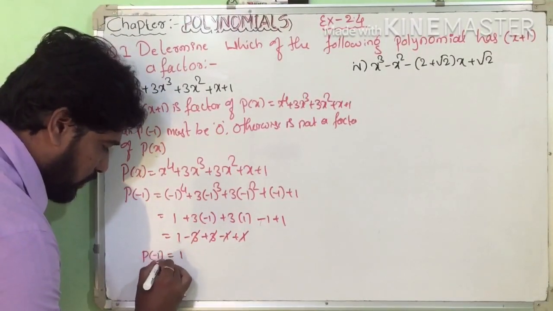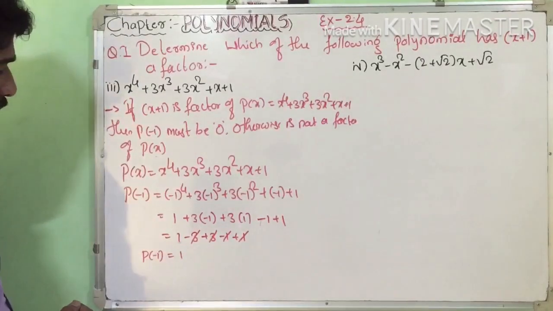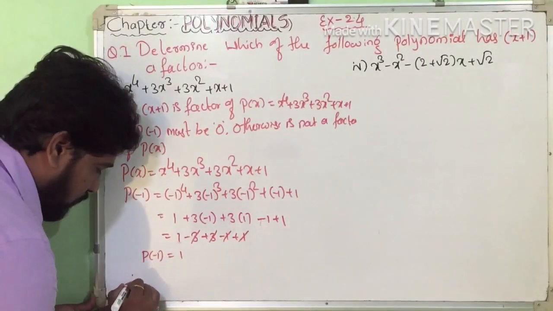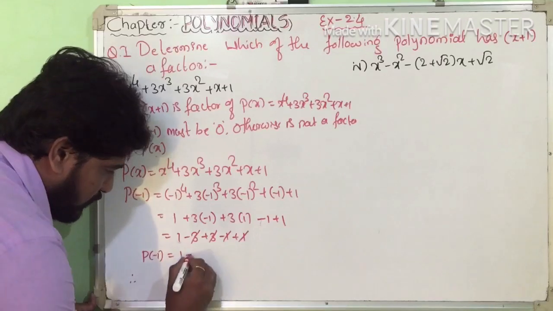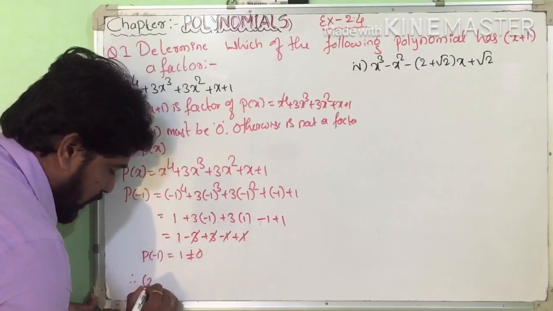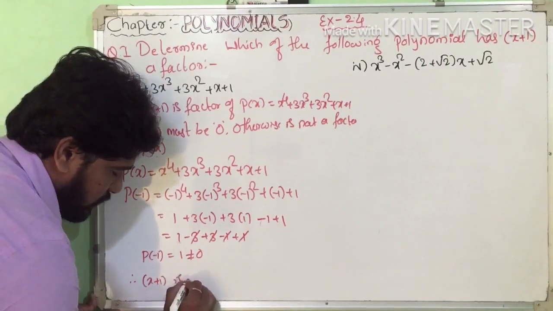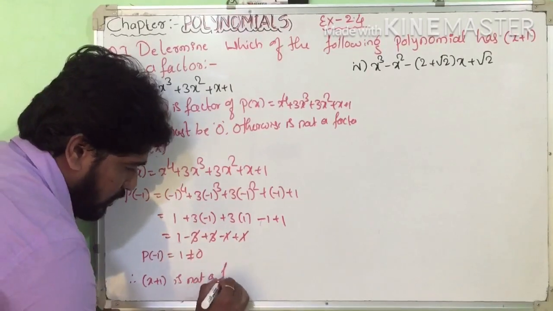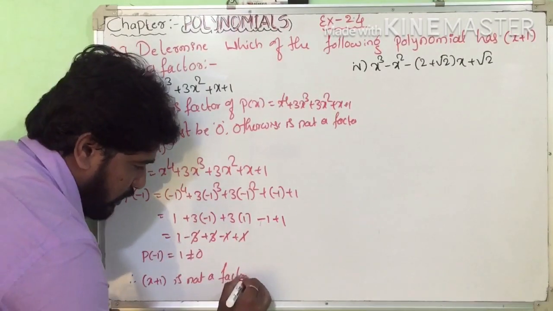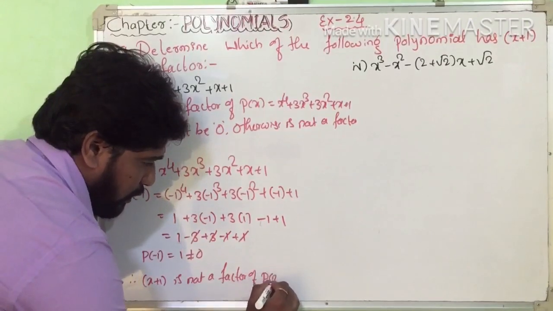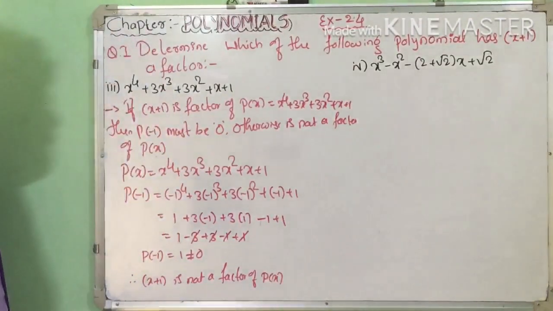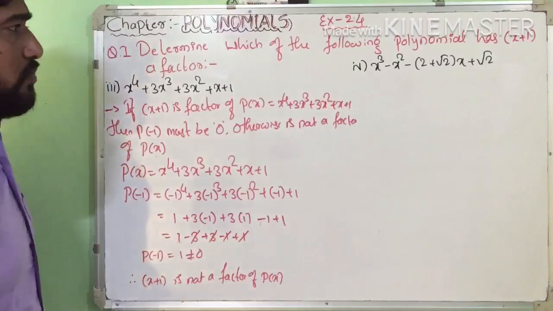P of minus 1 is equal to 1, right? Therefore p of minus 1 is not equal to 0. So x plus 1 is not a factor of p of x. Is it clear? So similarly, the next one is there.